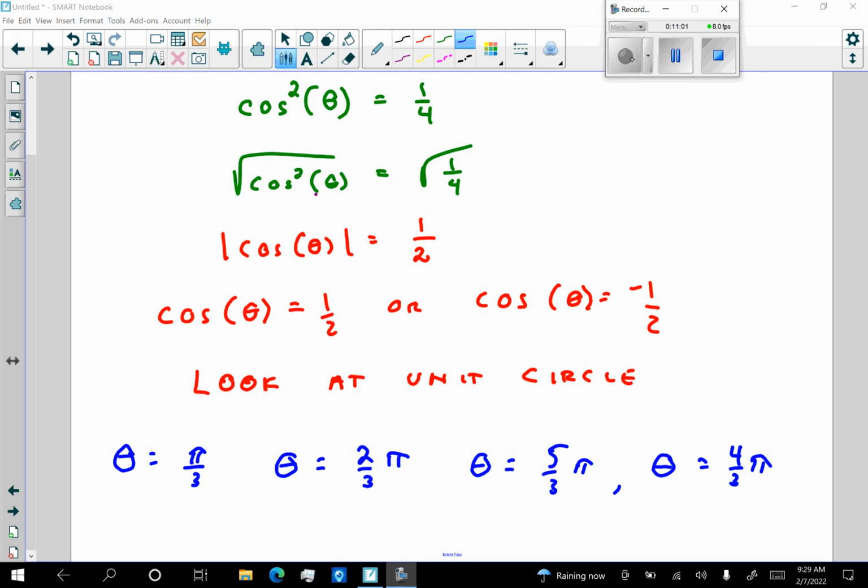Okay, and we notice that we want the cosine of theta to equal 1/2, or the cosine of theta to equal negative 1/2, and we know that therefore theta is going to be pi over 3. Cosine of pi over 3, looking at my unit circle, is 1/2. Cosine of 2/3 pi is going to be one of these negative 1/2s. Cosine of 5/3 pi is going to be what? Positive 1/2, and the cosine of 4/3 pi is going to be negative 1/2. We've just solved another trigonometric equation.